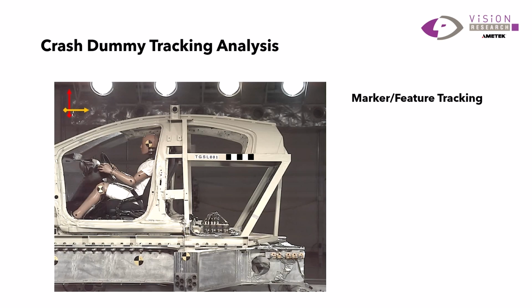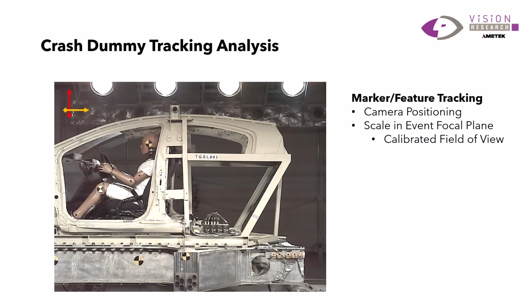Here is a side view of a crash dummy tracking analysis test. So the key here is, in this case, camera positioning. You'll notice that the camera is positioned orthogonal to the event plane, the motion plane. You'll see that there is a scale in the frame here, and that scale is typically used to educate the software that's analyzing it on what is the actual physical length units per pixel in this video. And that will result in a calibrated field of view.